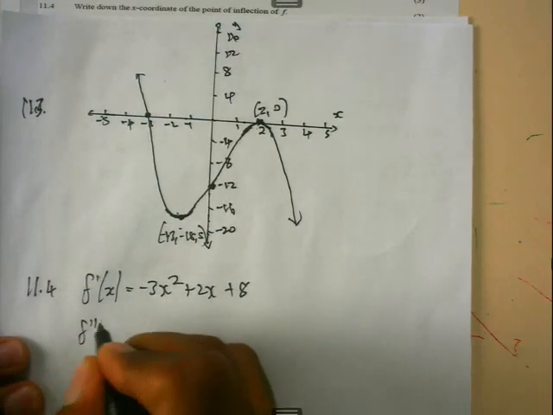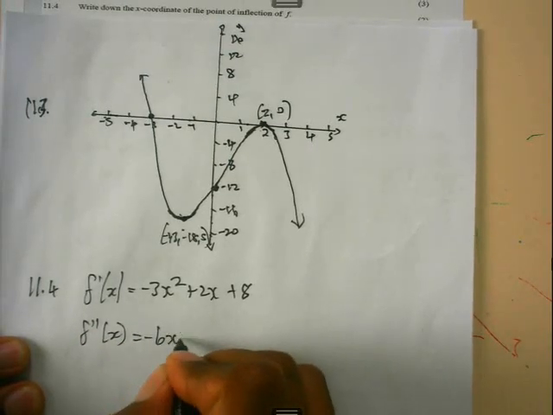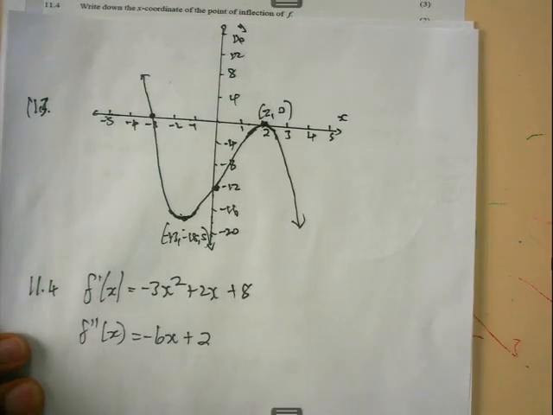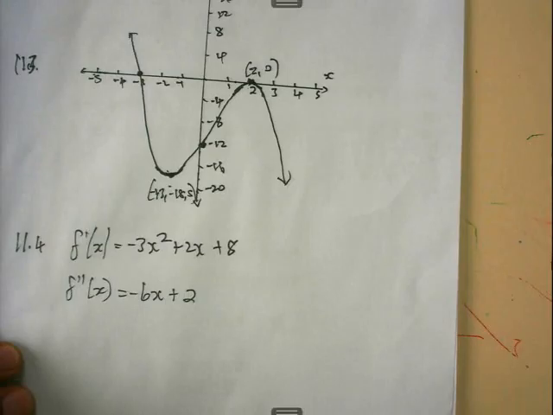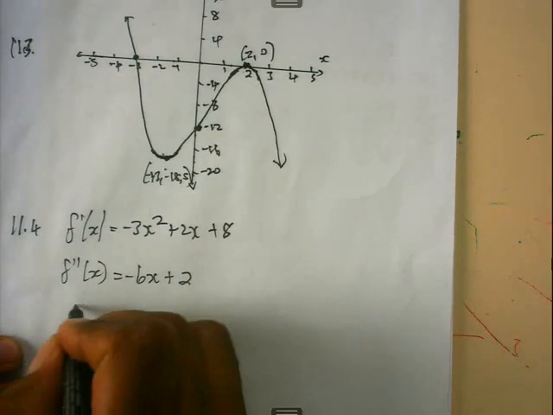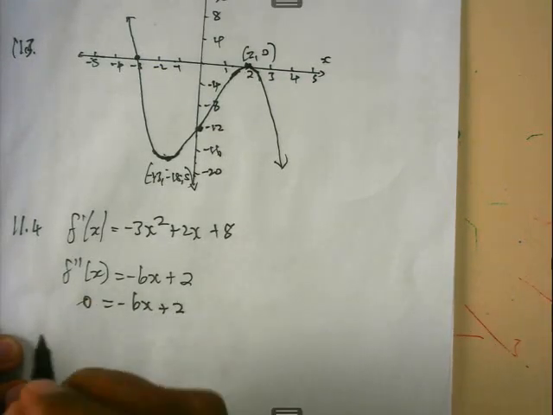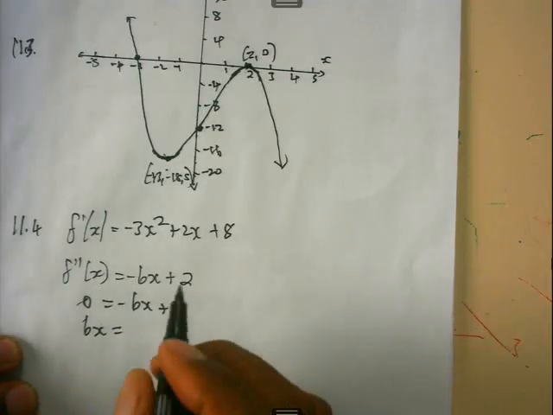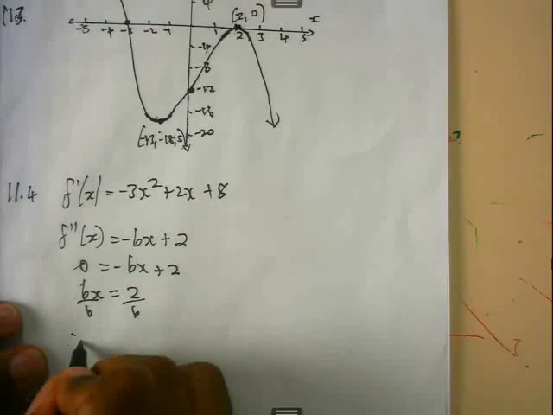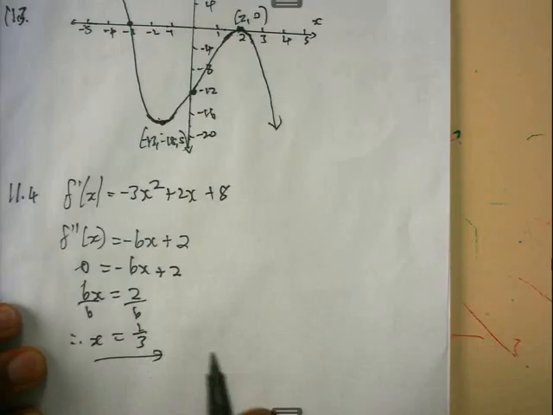Of course, f double prime of x is equal to minus 6x plus 2. Because 2 multiplied by minus 3 is minus 6, then the derivative of 2x is a positive 2. Then you let it be 0. Then 0 is equal to minus 6x plus 2. Then take the 6x to the other side. Positive 6x is equal to 2. Then I divide by 6 on both sides. Therefore, x is equal to 1 divided by 3.